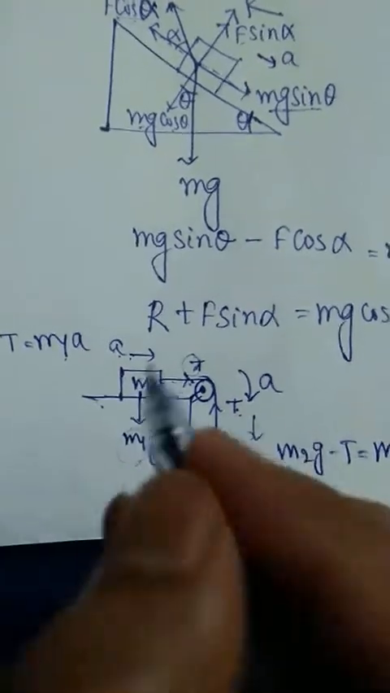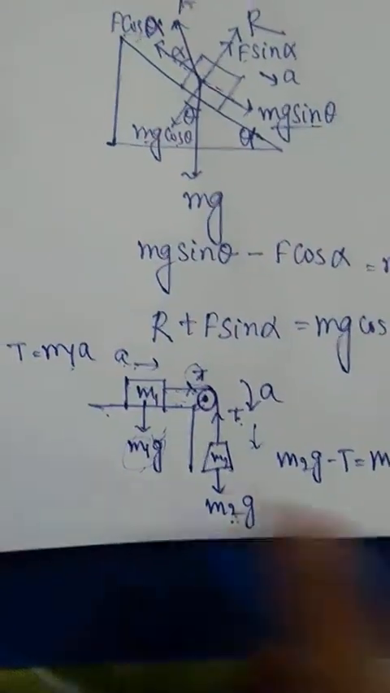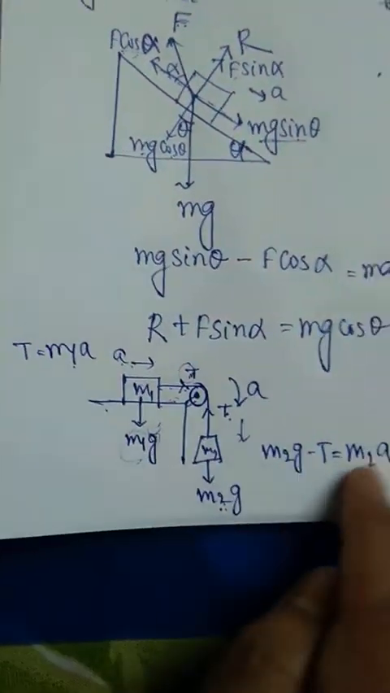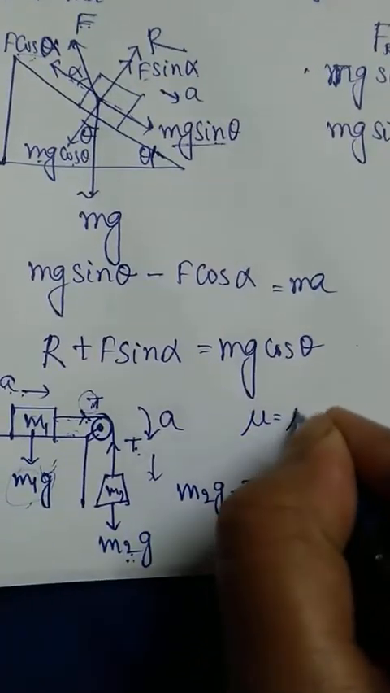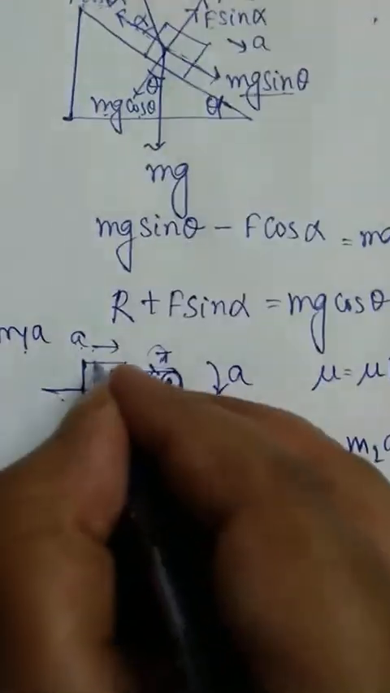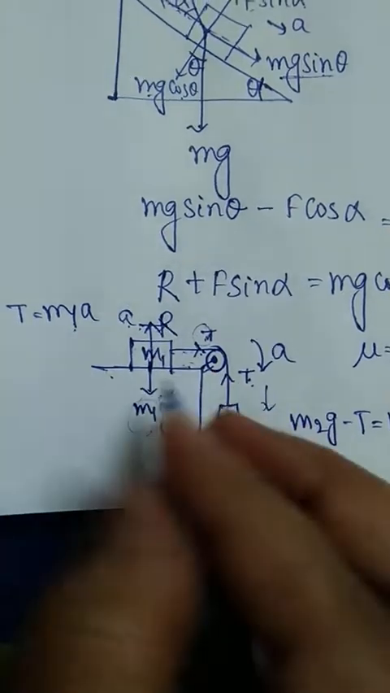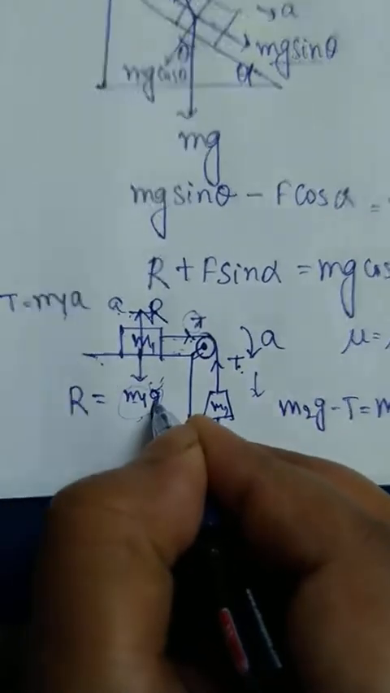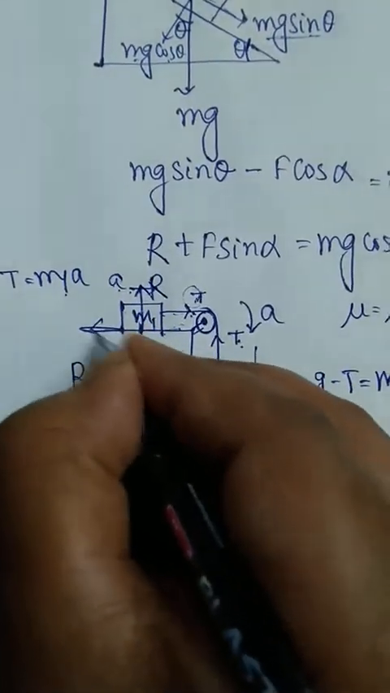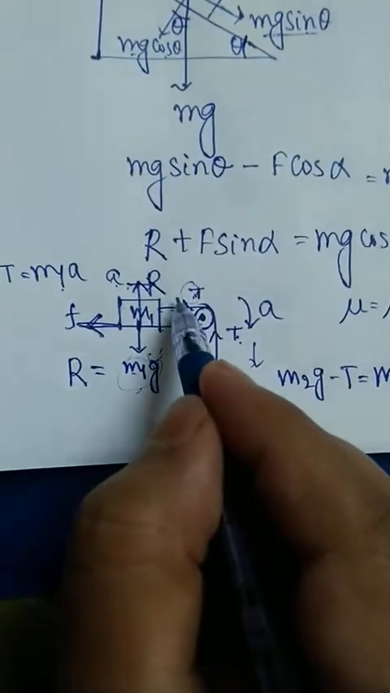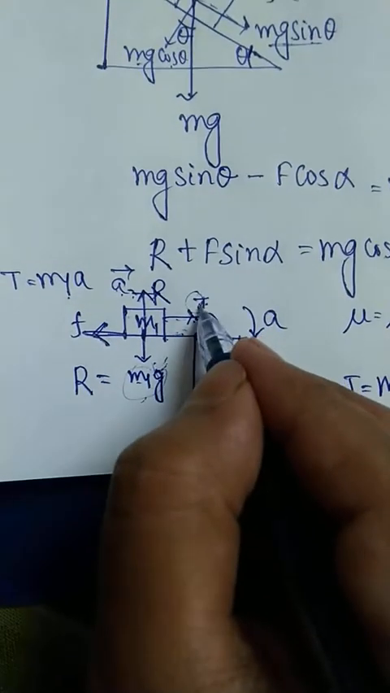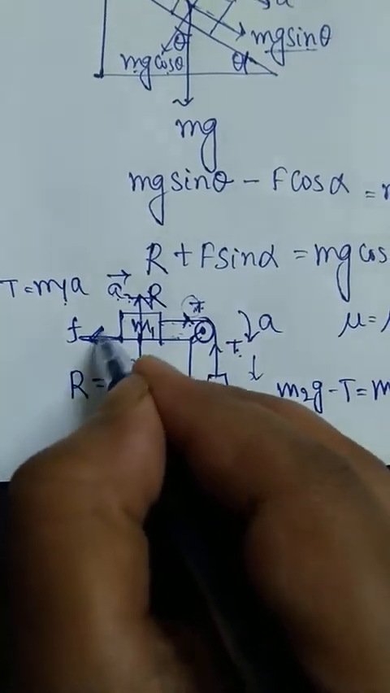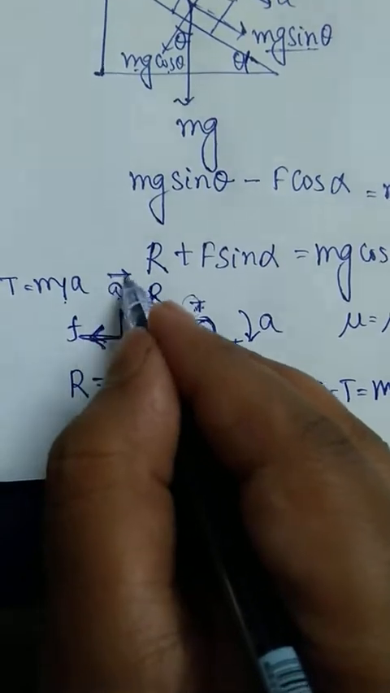Now if friction is here, then what will happen? Only this equation will change, nothing will change for the other. If friction is here, we know F equal to mu into R, and here the force of reaction will be this force of reaction. So R equal to m1g, and the friction will act along this direction. Instead of that, it is going along this direction. So who is the dominant? T is pulling it along this direction and friction is resisting.